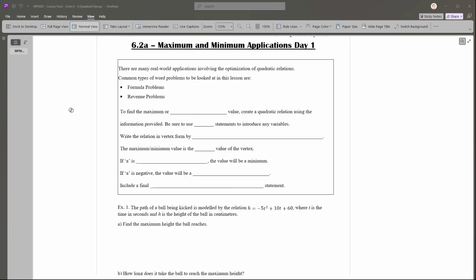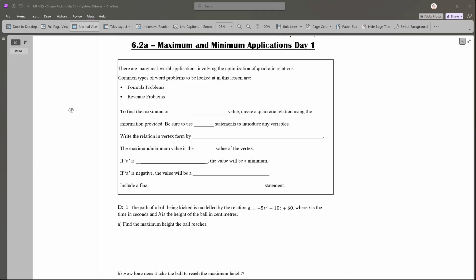Because when we have a vertex, that means we know the maximum or minimum of our parabola or of the equation. So if we can take that knowledge, that means that we can find the maximum or minimum of whatever problem we're dealing with at that point. So that's what today's lesson is all about, the maximum and minimum applications.